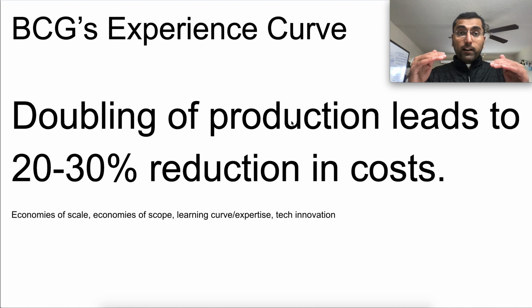Over time when you build more and more, your learning curve goes up, so the people in your company get better at it. And then there are tech innovations that you can use. So they came up with this concept to help. Like, hey, there are these concepts to think about that you can use to build your strategy. So the experience curve was one such thing.